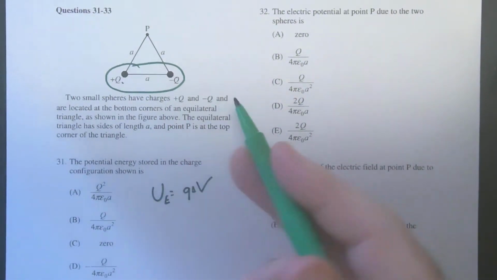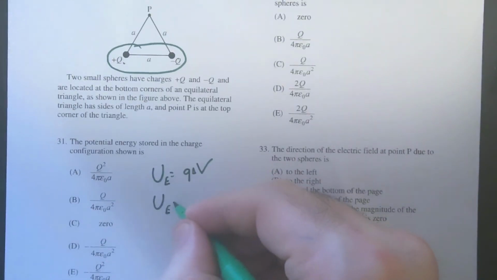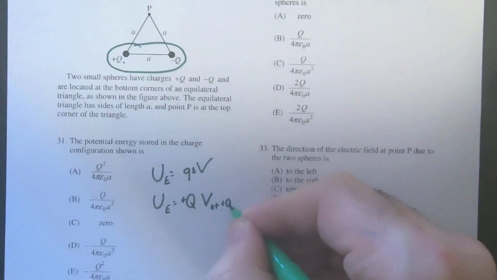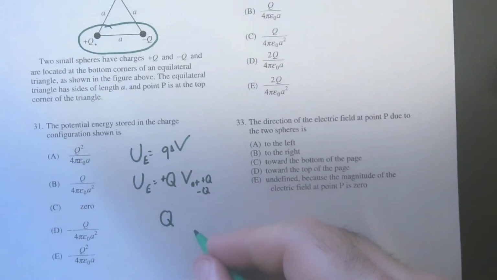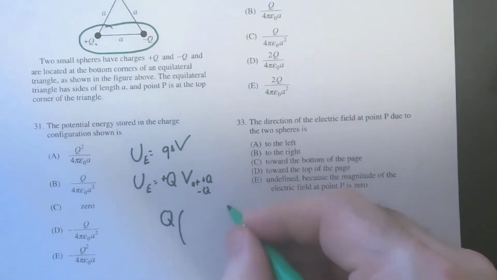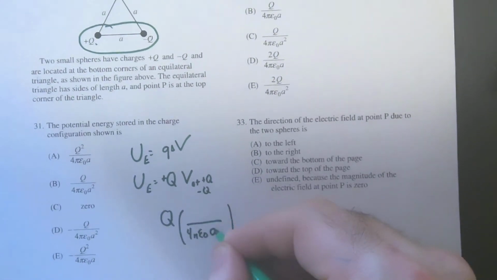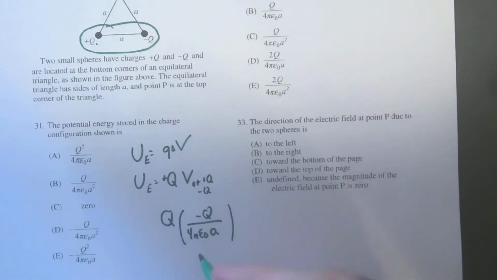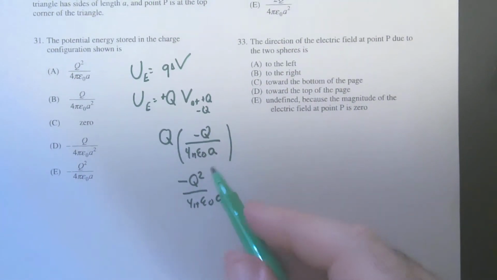Well, you're like, which Q do we have here? Well, it's easy. You pick one Q and the other one's the one making a voltage. So I'm going to choose the positive Q and the voltage at the positive Q due to the negative Q. Okay? Voltage due to a charge is just the charge over 4 pi epsilon naught times the distance. Putting this all together, you get negative Q squared over 4 pi epsilon naught A. And that happens to be answer E.